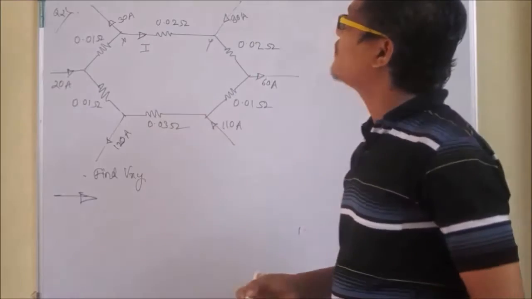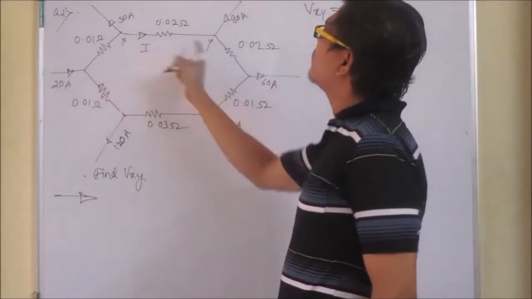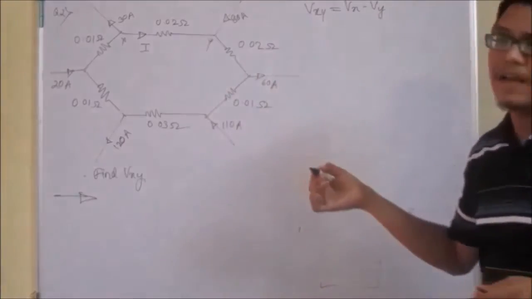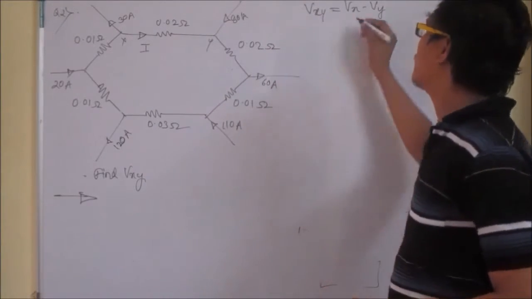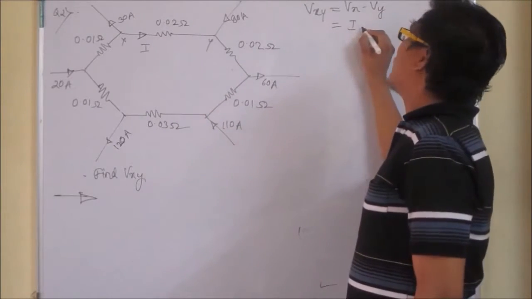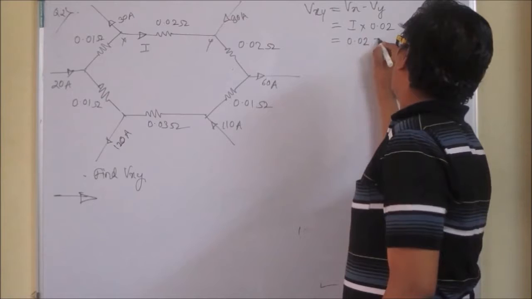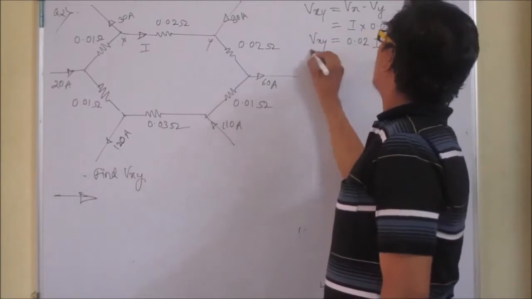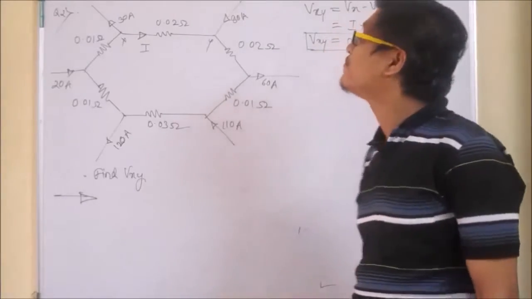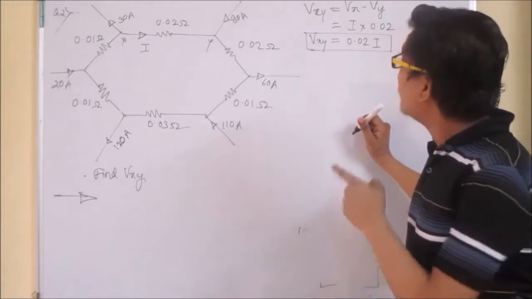I will assume that current I is flowing, and I will say Vxy. What is Vxy? It is Vx minus Vy. We are assuming that X is at higher potential and Y is at lower potential. Therefore, Vxy is equal to I into R. I is the current flowing through that 0.02 ohm resistor. That is 0.02 I is my Vxy. Now, if I calculate I, I will get Vxy. So, I will focus my energy on finding I.